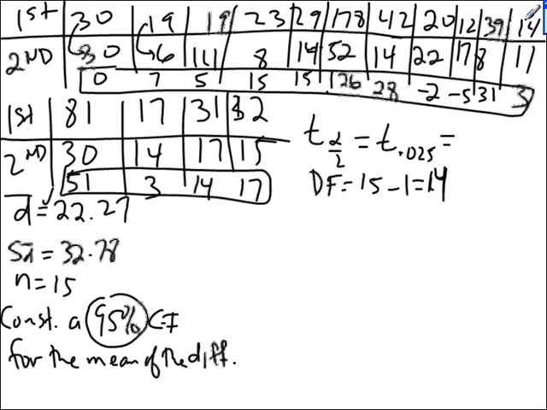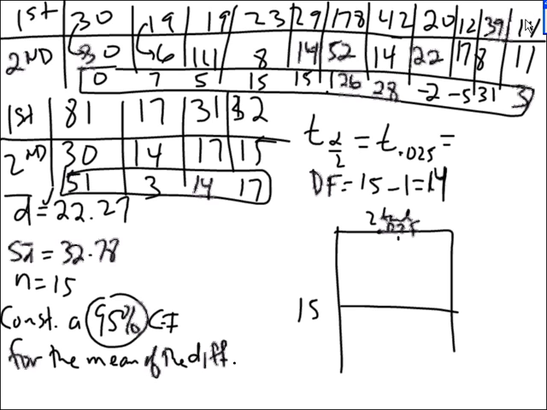If you go to df 14 on the left column, and you go to two-tail 0.025, that number right there, that's the number you're looking for. And that number is 2.977.